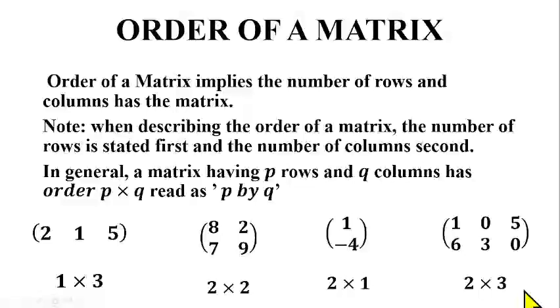2 by 3. So you understand what the order of a matrix is now. It's telling us the number of rows and number of columns that a particular matrix has when you have to find its order. Do you understand that? Good.